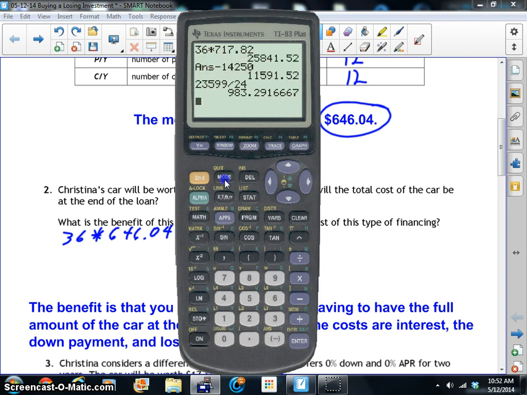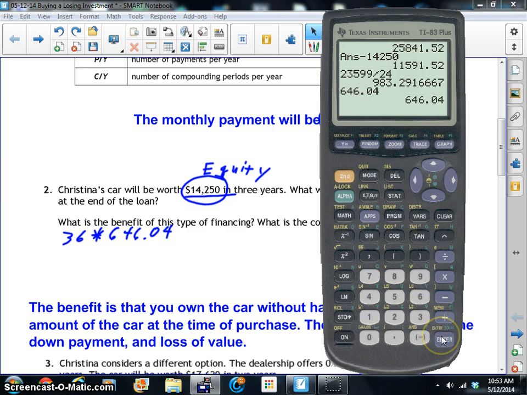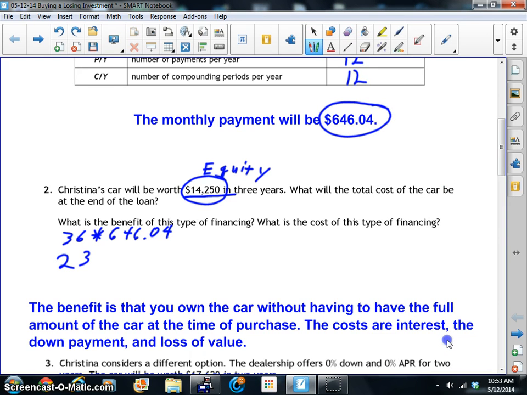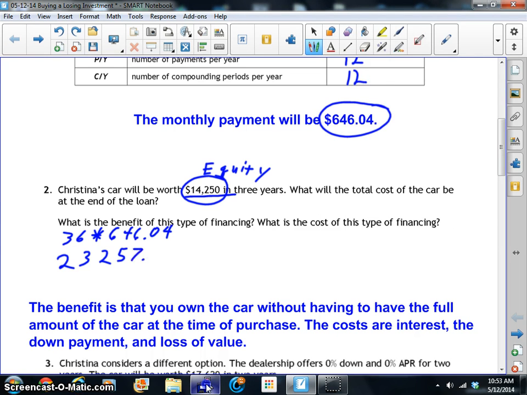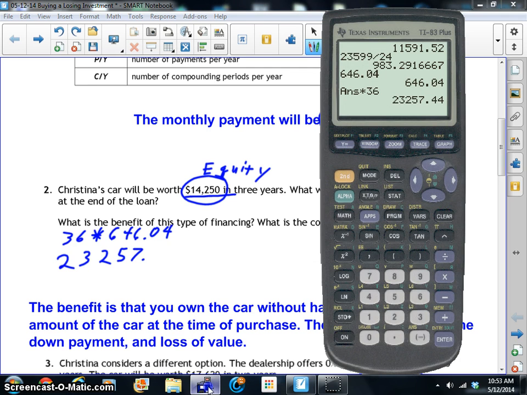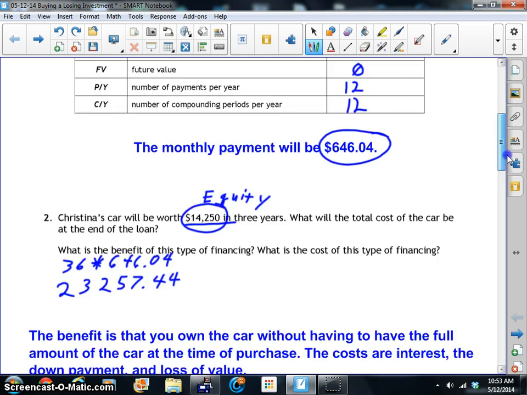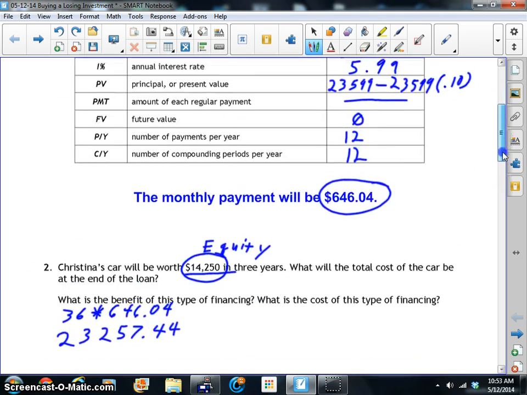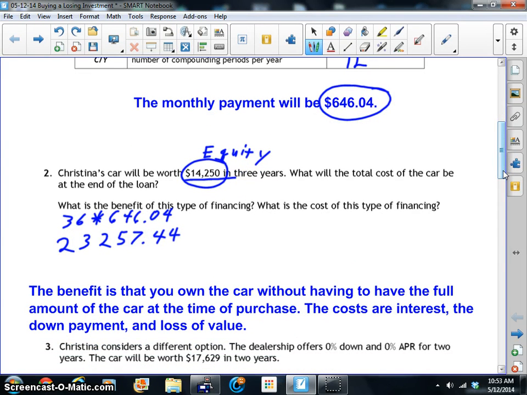So 646.04 times 36 months. The payment is costing us a total of $23,257.44. So that's how much this is actually costing us. That's the actual total payment. It's costing us a little bit more. This is not too bad.